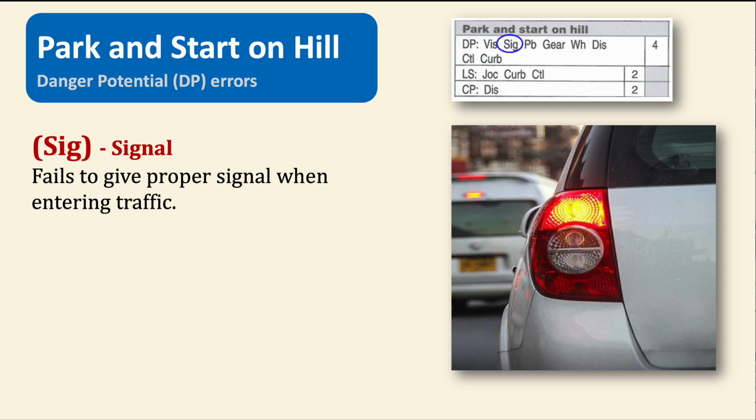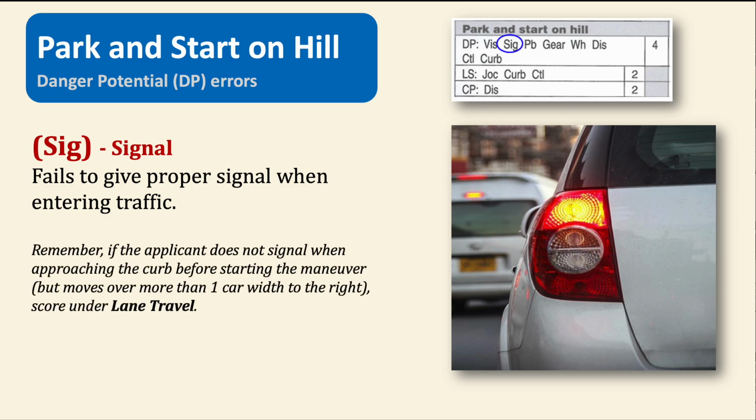The signal is used when the applicant fails to give a proper signal when entering traffic. So when you tell them to re-enter traffic, they have to use a signal then. Now remember, if the applicant does not signal when approaching the curb, so when they're arriving to the maneuver, but they move over more than one car width to the right, score that under lane travel. Remember, all approaches into a maneuver are scored under lane travel. When you're leaving the maneuver, you score it under the maneuver itself.